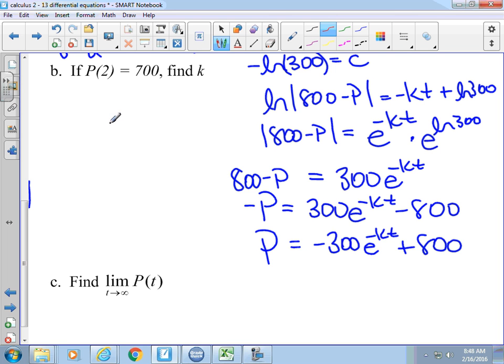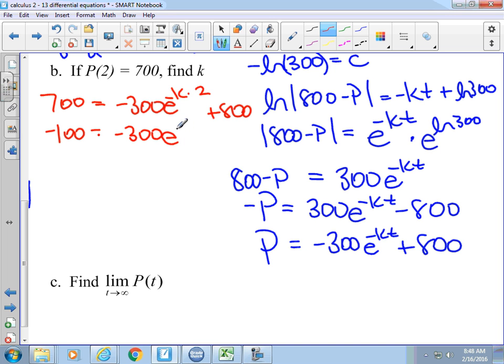So I'm going to put 700 in for P, which also means if you have something wrong here, you will still get the points. Does everyone know what I mean by that? For part B. Negative 300 e to the negative k times 2 plus 800. So I get negative 100 equals negative 300 e to the negative k times 2. Divide by negative 300, I get 1/3.